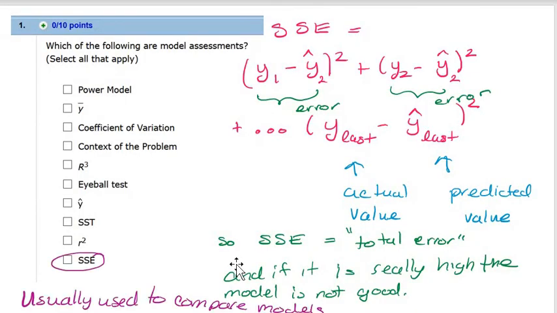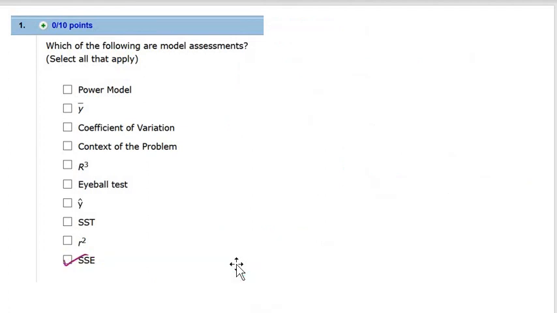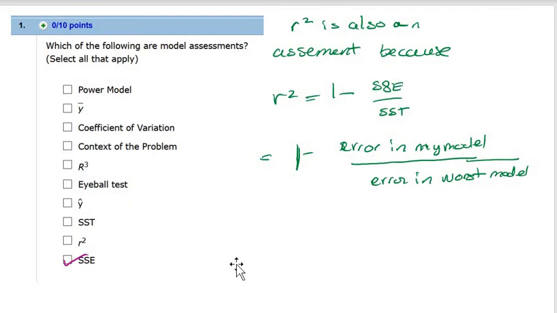All right, keep going. So that is a model assessment. It's usually used to compare one model to the other because alone by itself, SSE doesn't mean anything because it's only relative to the model that you have. That's S1. R squared is also an assessment. What is R squared? It's 1 minus the ratio of the error in my model to the error in the worst model. The worst model is just the mean. And so it's a ratio.